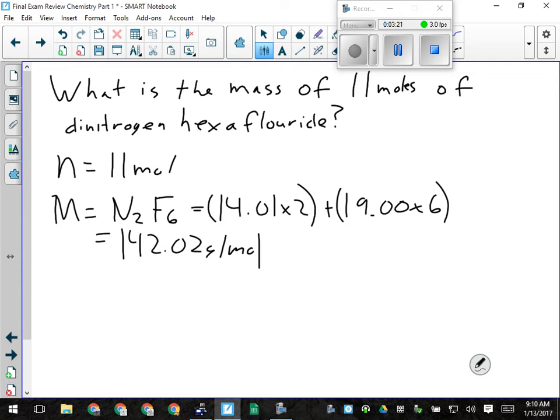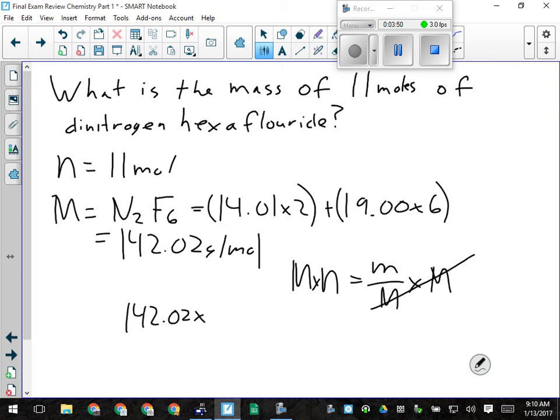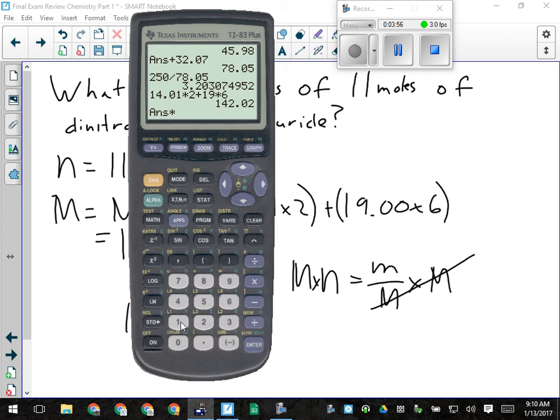The mole equation is set up to calculate number of moles. I already have that. I want to calculate little m. Remember when you first looked at this formula and went, oh, math is so hard? Now you look at this and it's like, I can manipulate that, no problem, because it's so easy. Multiply both sides by big M, and big M comes over here. So to calculate little m, we go 142.02 times our 11 moles, and we get 1,562.22 grams.